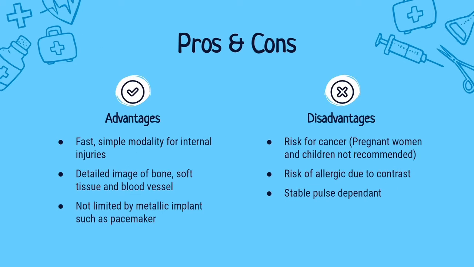CT scan is not a perfect medical device. It has pros and cons. If we talk about the advantages of CT scan, it is a fast and simple modality for internal injuries, which allows us to get a detailed image of bone, soft tissue, and blood vessels. And unlike MRI, it is not limited by metal implants such as pacemakers, which makes it more versatile.